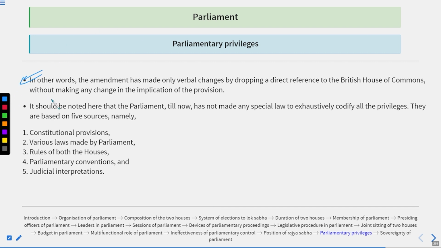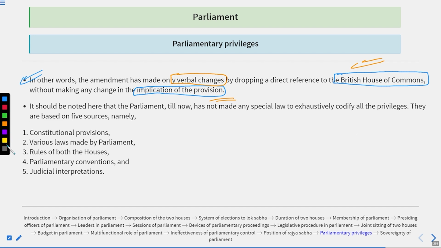In other words, the amendment has made only verbal changes by dropping a direct reference to the British House of Commons, without making any change in the implication of the provision. So what do we mean by verbal changes? Verbal changes means that the words and definitions are changed, but the basic principles, the basic implication of the provisions, are still the same as per the pattern of the British House of Commons, whether it's 26 January 1950 when the Constitution commenced, or 20 June 1979 when the 44th Amendment Act of 1978 commenced. The things remain the same.